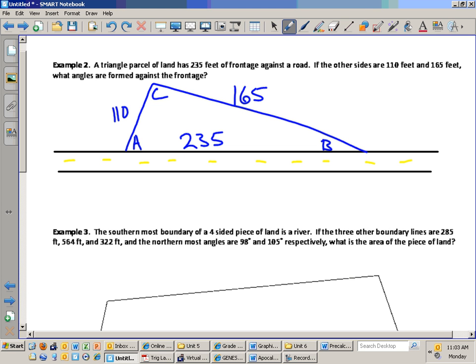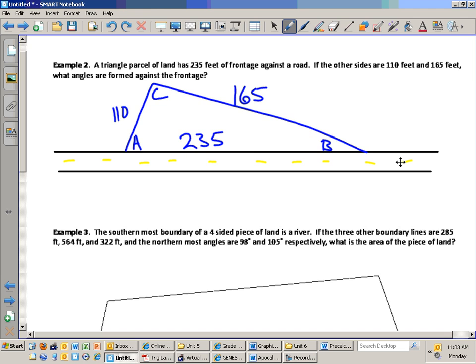What do we do? Law of sines would be great, except what does the law of sines require that we have? It requires that we have a side and an angle opposite the side, which we do not have. So I can't use the law of sines. What do I have to use instead? What is your indication that you have to use the law of cosines? Side, side, side. Very good.